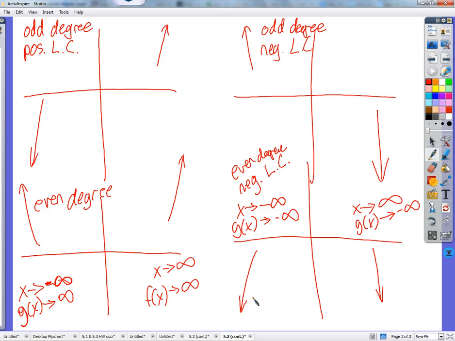When you multiply that thing that's always positive by negative, it'll always be negative. Why is it always positive? Because of the even degree. Because of that even power. You take a negative number to an even power, you get a positive. So it's always positive. And then if you multiply it by negative in front, it goes negative.